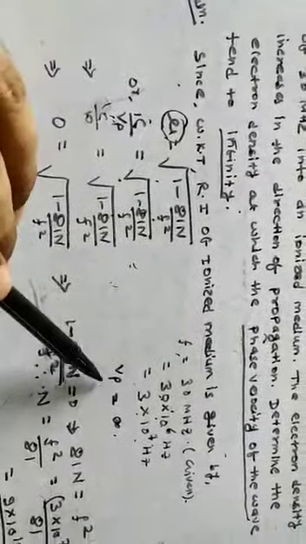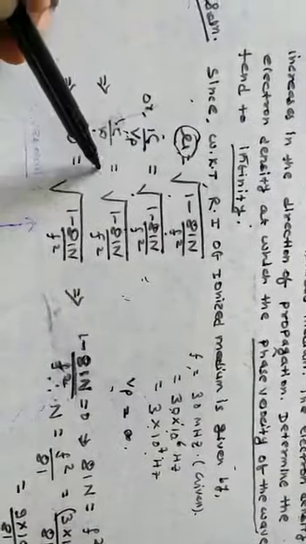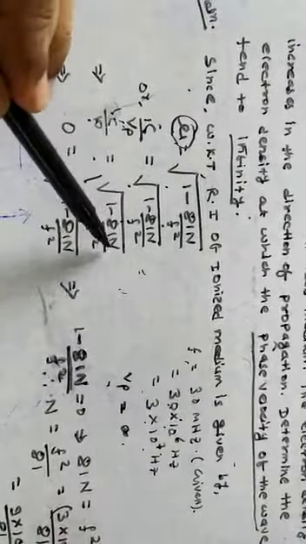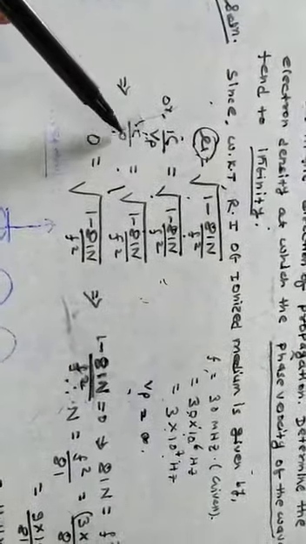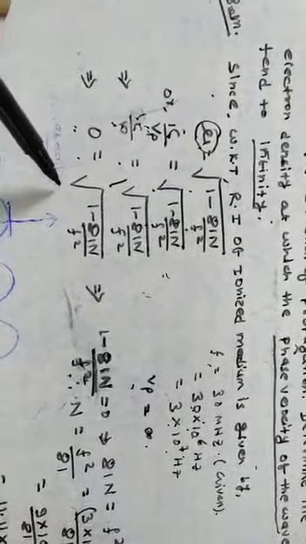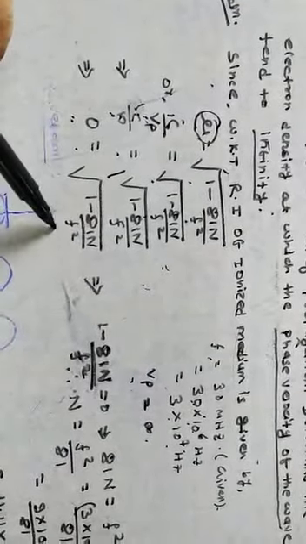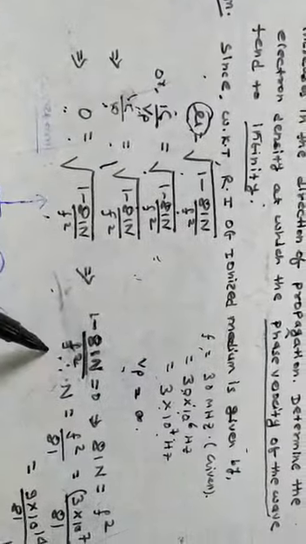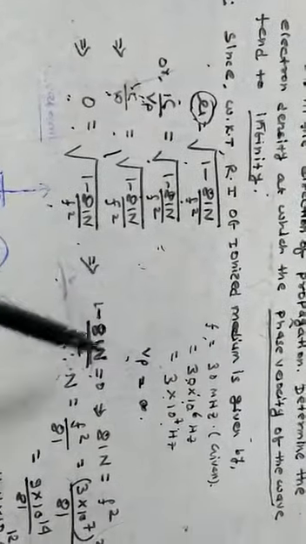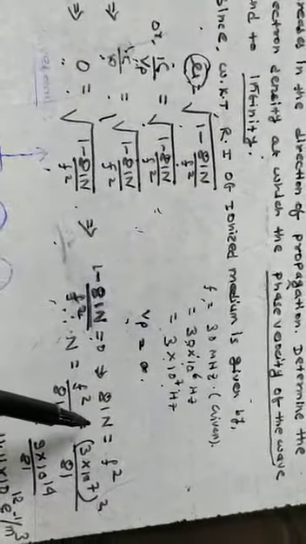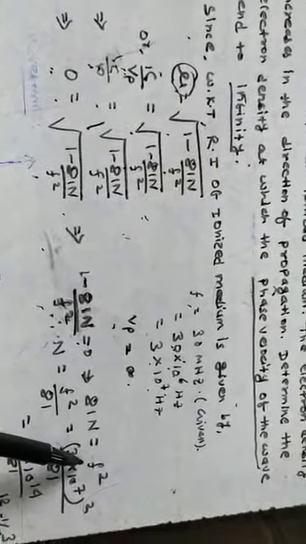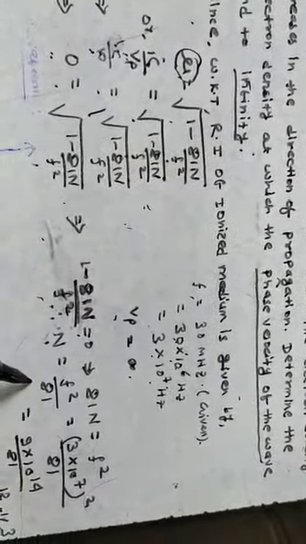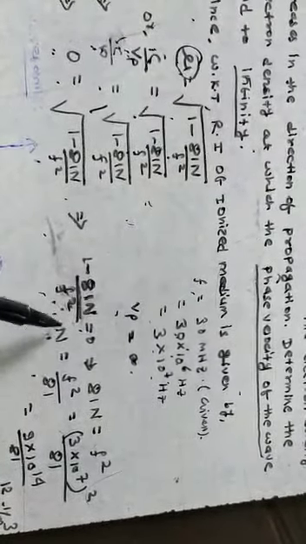Now Vp is given as infinity, so C upon infinity equals root over 1 minus 81N upon f square. Something divided by infinity gives you 0. So 0 is equal to root over 1 minus 81N by f square, which implies that 1 minus 81N by f square is equal to 0. Now squaring both sides, 81N is equal to f square. So N is equal to f square by 81.